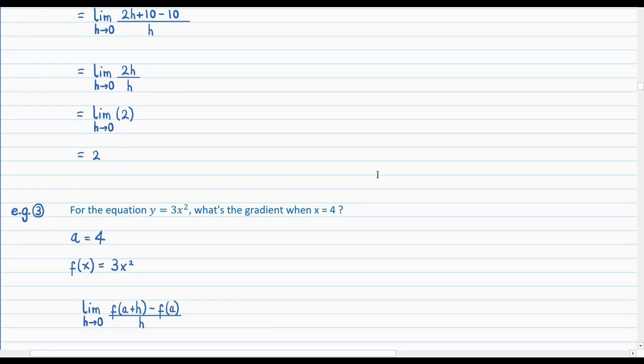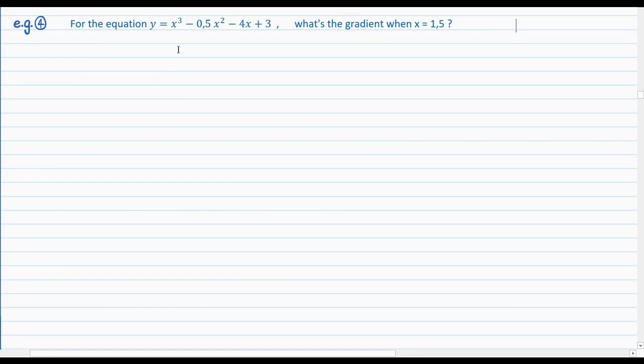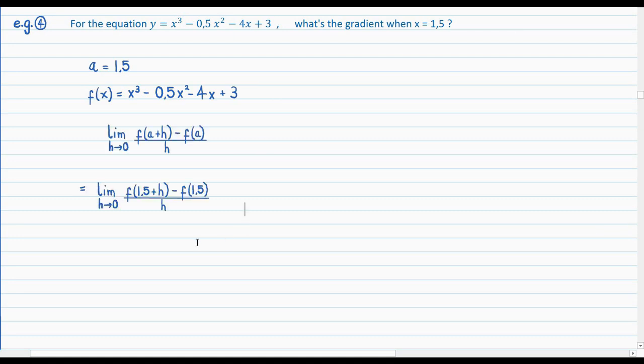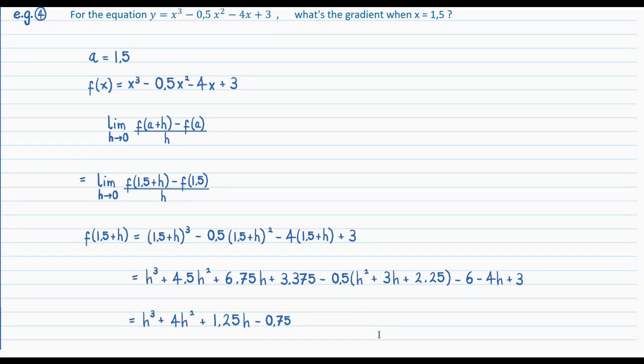Let's look at another example. For the equation y equals x cubed minus 0,5x squared minus 4x plus 3, what's the gradient when x equals 1,5? So a would equal 1,5 and f of x equals this equation. Then sub a into the gradient equation. f of 1,5 plus h would be, and when you expand all the bracket terms and simplify everything, you end up with h cubed plus 4h squared plus 1,25h minus 0,75. And f of 1,5 is minus 0,75.